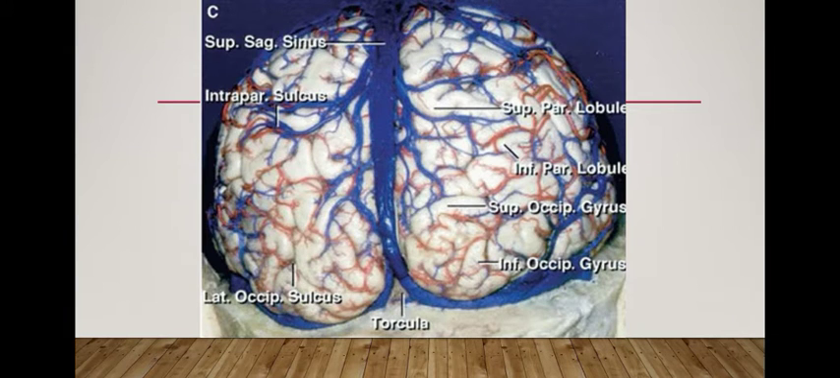This is a picture that has been taken posteriorly from behind. So the occipital pole of the cerebral hemisphere can be appreciated. These are the occipital lobes, and then these are the parietal lobes. You can very clearly see the superior parietal lobule and the inferior parietal lobule, and they have been divided in between by an intraparietal sulcus.